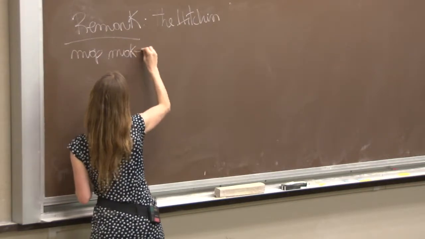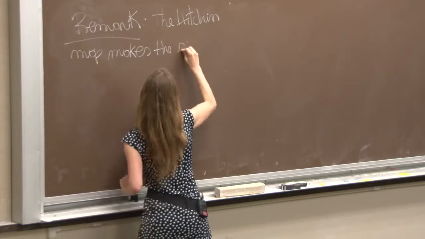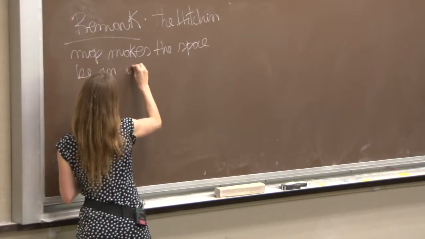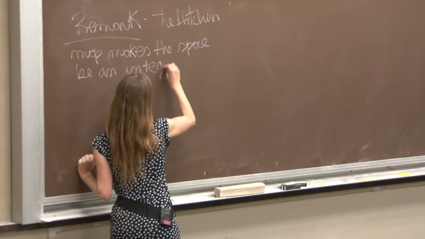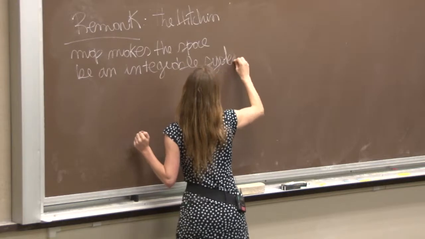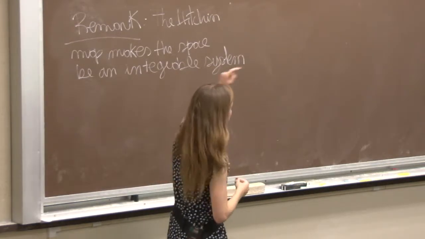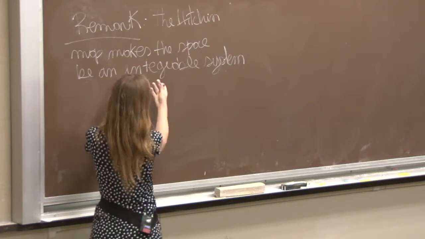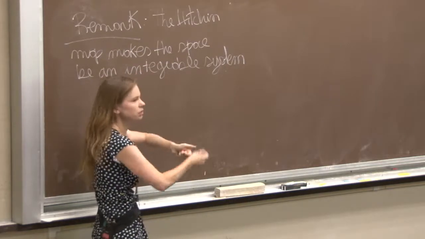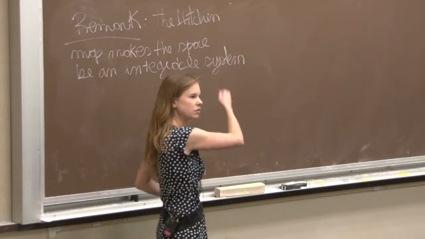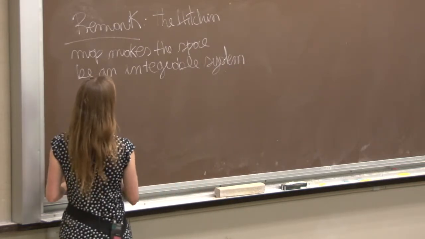Makes the space be an integrable system. So the dimension of the space over 2 is the dimension of the base. And for those that care about integrable systems, you have these Poisson commuting functions on the base that give you the integrability of the system.